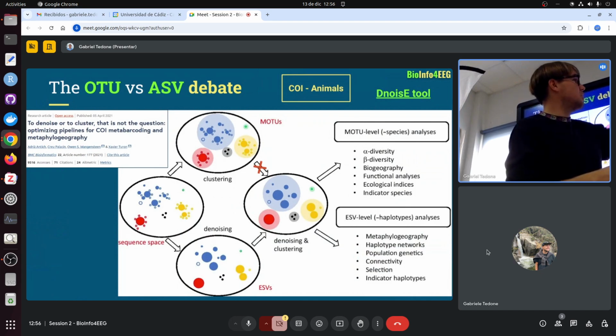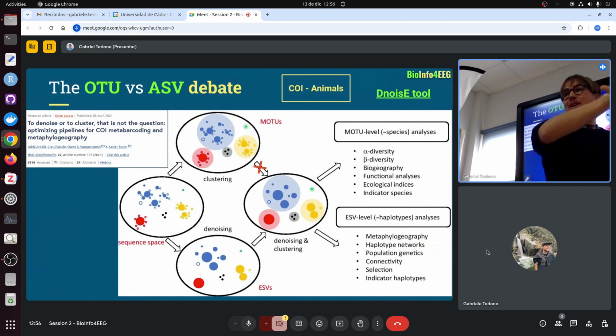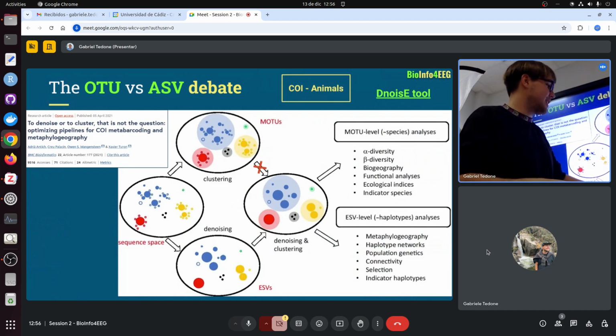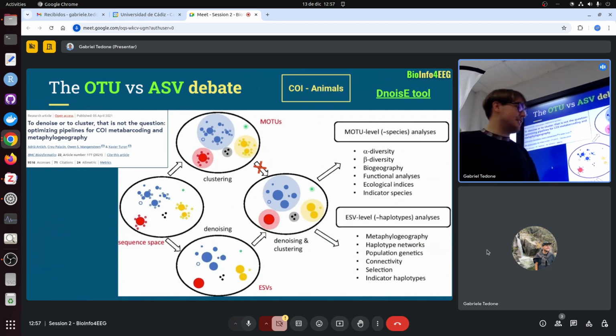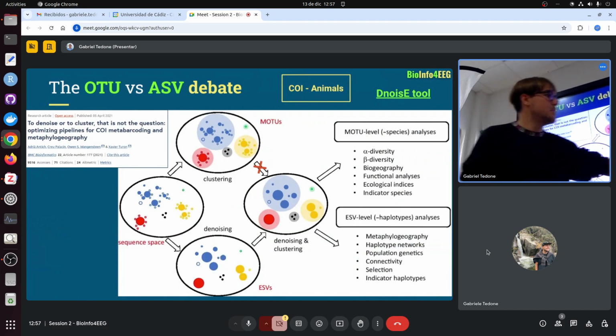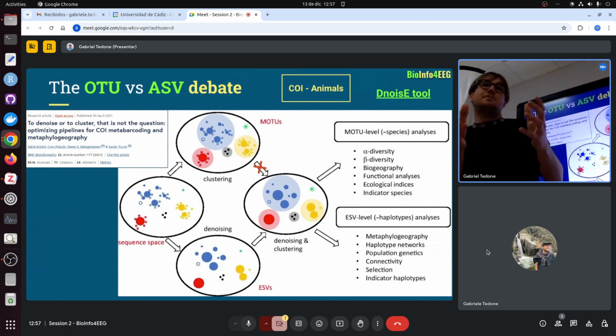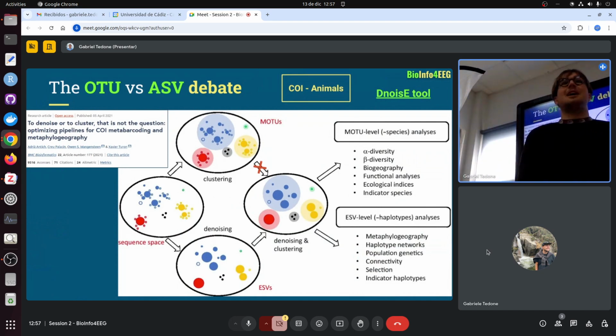So they used OTUs for alpha and beta diversity, biogeography, and ecological indices, like the typical ecological study. But then they said, okay, we can use exact sequence variants in combination with OTUs to see metaphylogeography. What is phylogeography? It means how evolution happens within the same species.